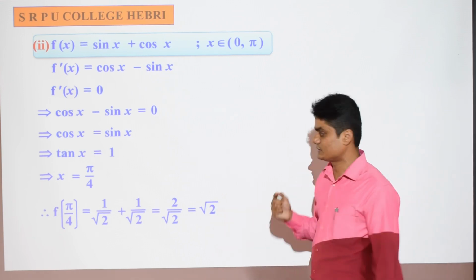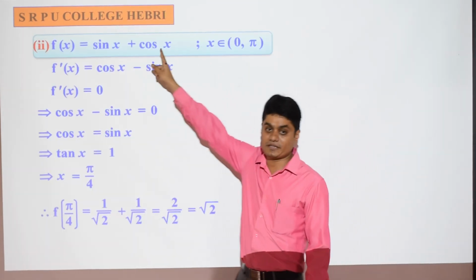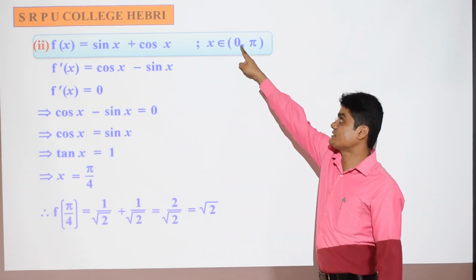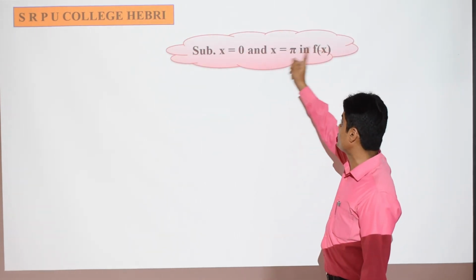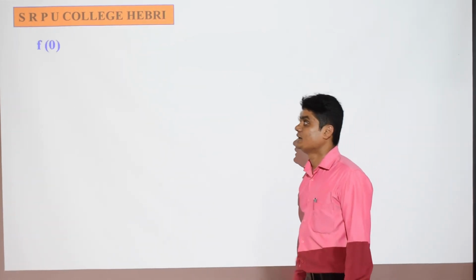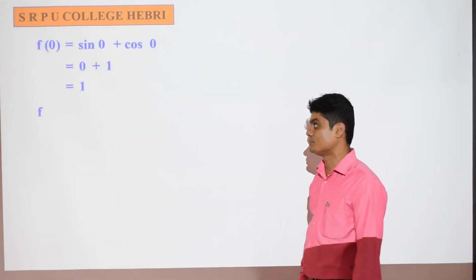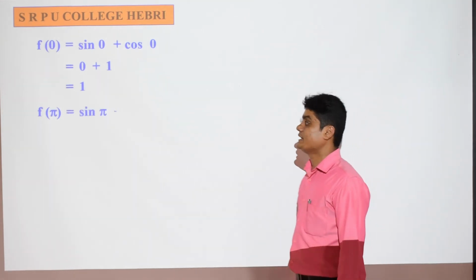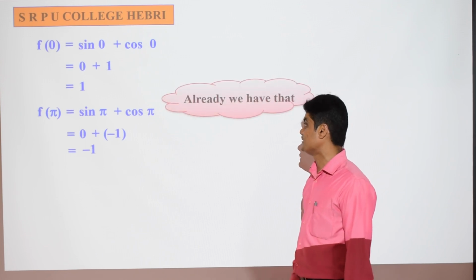Now we have to find out the values of this function at 0 and pi. So here f of x is sin x plus cos x and f of pi by 4 is root 2. Next you have to substitute at x equal to 0 and x equal to pi. Sin 0 plus cos 0: sin 0 is 0, cos 0 is 1, and 0 plus 1 is 1. So one more value, f of pi: sin pi plus cos pi. Sin pi is 0, cos pi is minus 1, so the answer is minus 1.